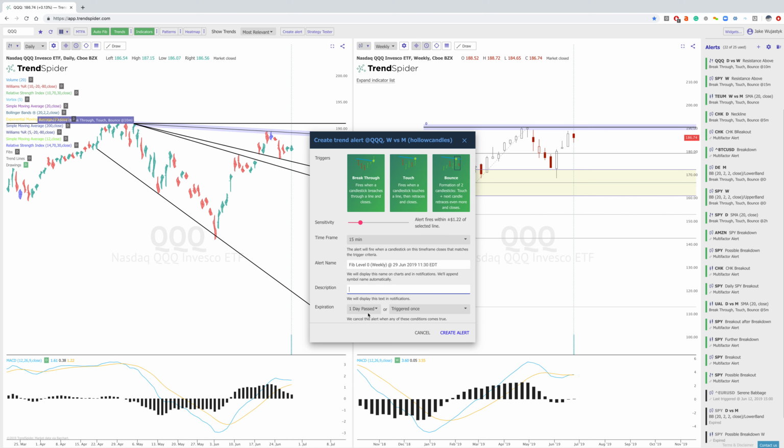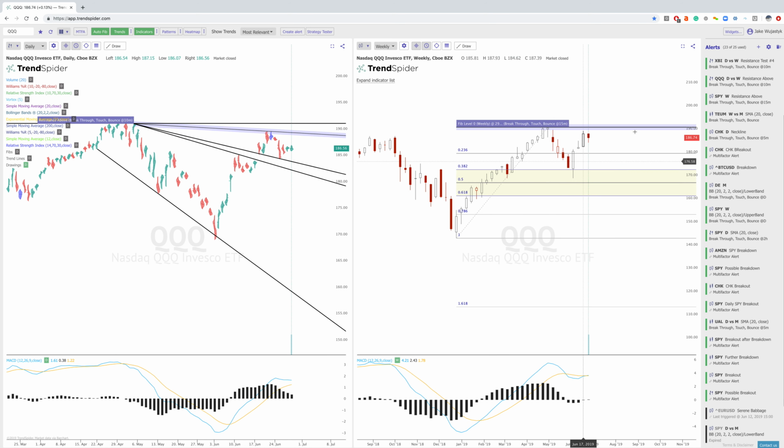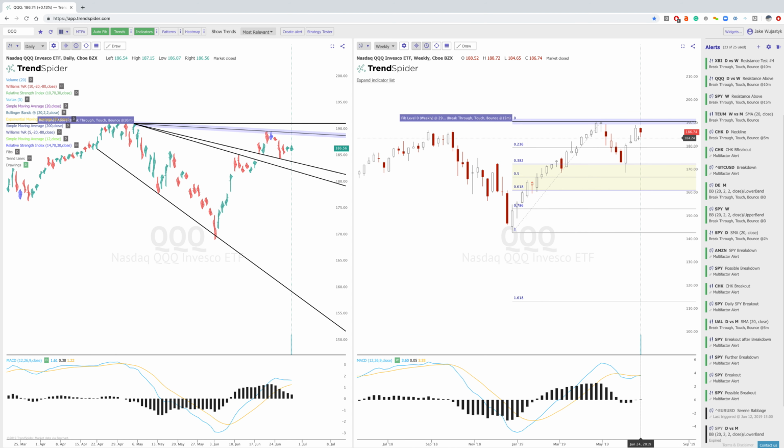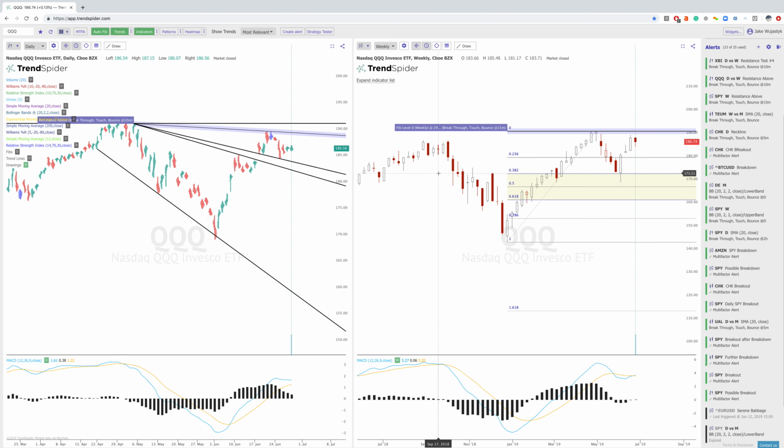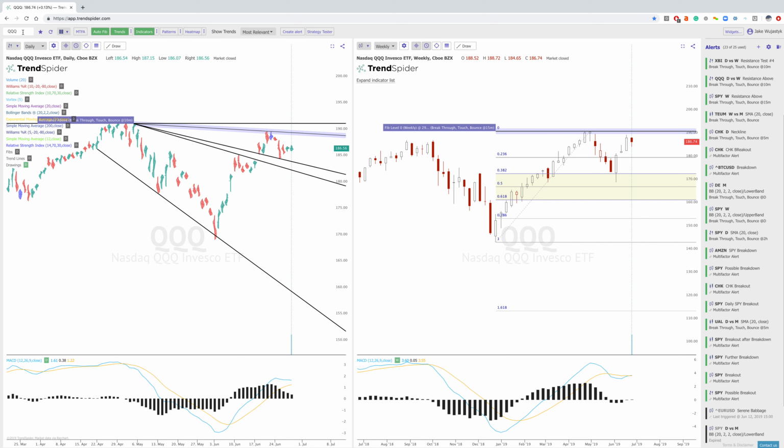So same thing, we'll do it for 14 days and the alert's created. So now we can see, all right, if we do start breaking through this area, that is definitely a status quo changer because this was previous all-time highs. So all in all, we'll have to see what happens into a short week next week.